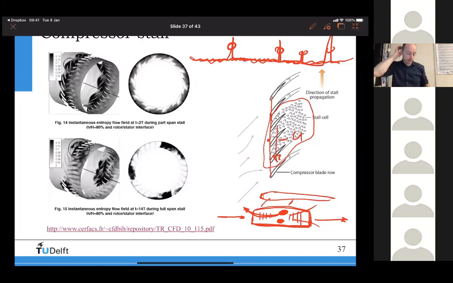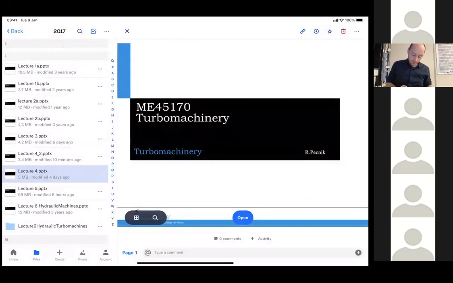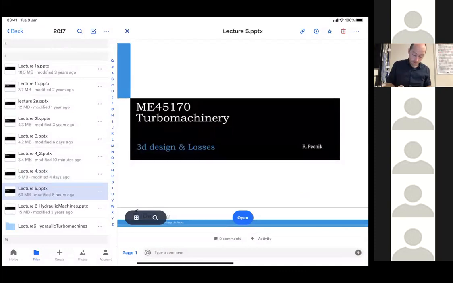And this is what we are going to discuss now. How is the loading factor actually changing as a function of the blade height? Okay. Now let's go to this part here.